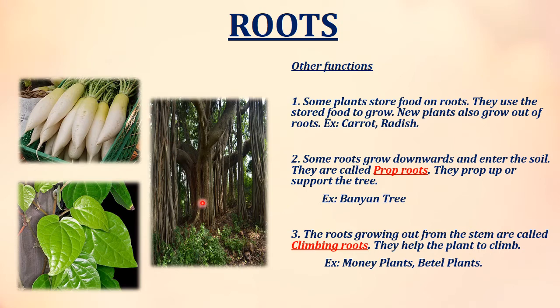Banyan trees have roots growing out of their branches. These roots grow downwards and enter the soil. Then they grow thick and act like pillars. They are called prop roots because they prop up or support the tree. Money plants and betel plants have roots growing out of the stem. These roots are called climbing roots because they help the plant climb.